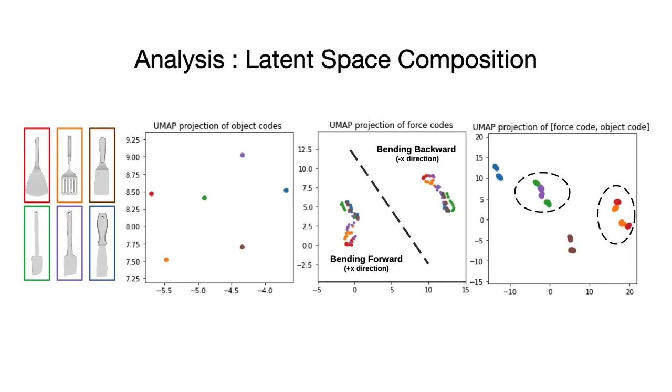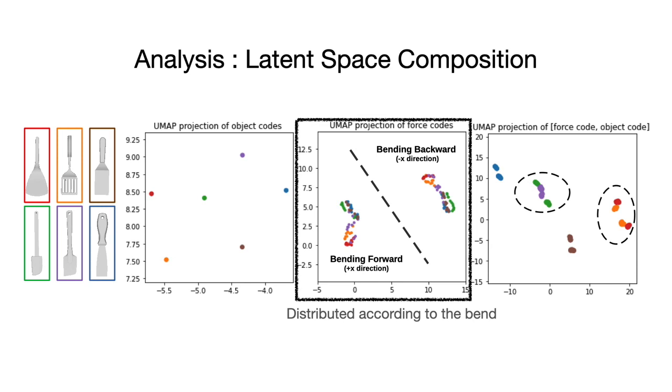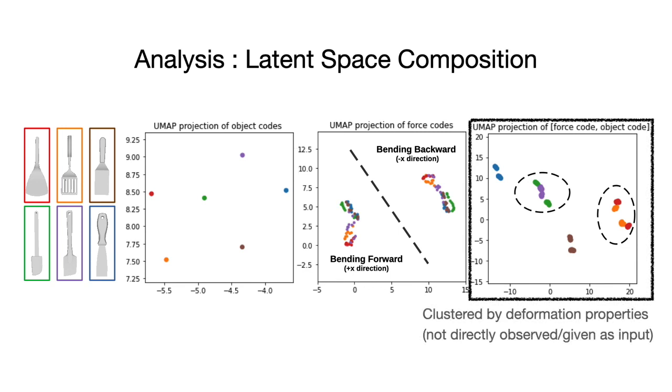To understand the structure of force and object codes, we visualize these embedding spaces using UMAP projections. When visualized on their own, object codes exhibit significant separation. Force codes are naturally distributed according to the band, which suggests that the force code naturally clusters similar contact formations to more effectively generalize across objects. More importantly, the model learns to cluster latent features by deformation properties that are not directly observed or given as input.